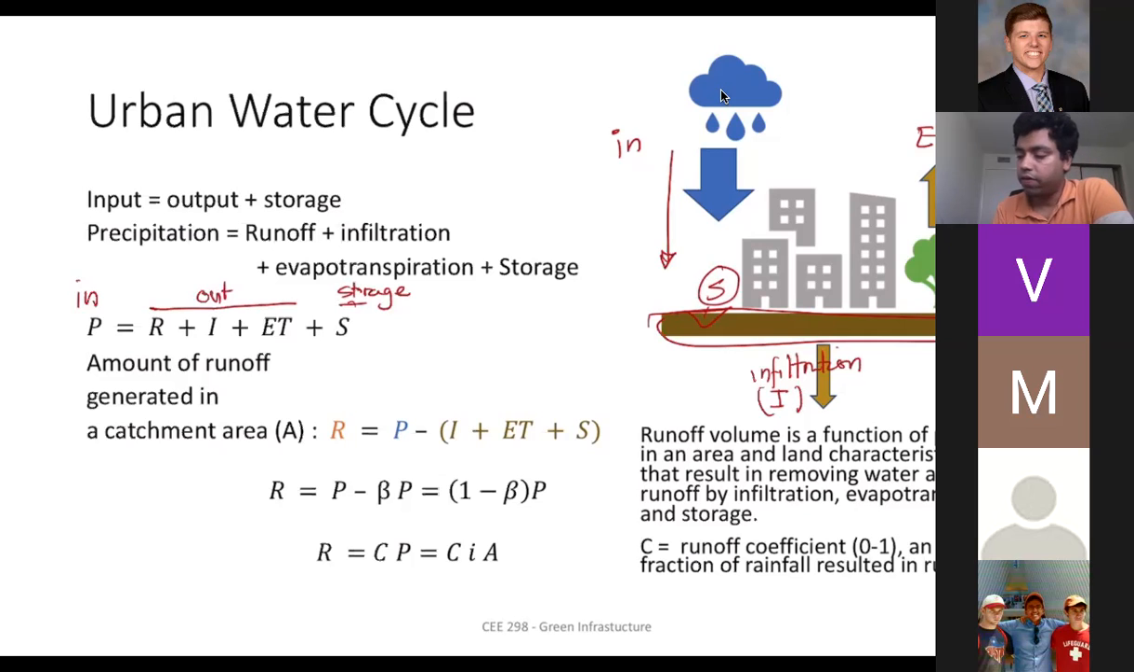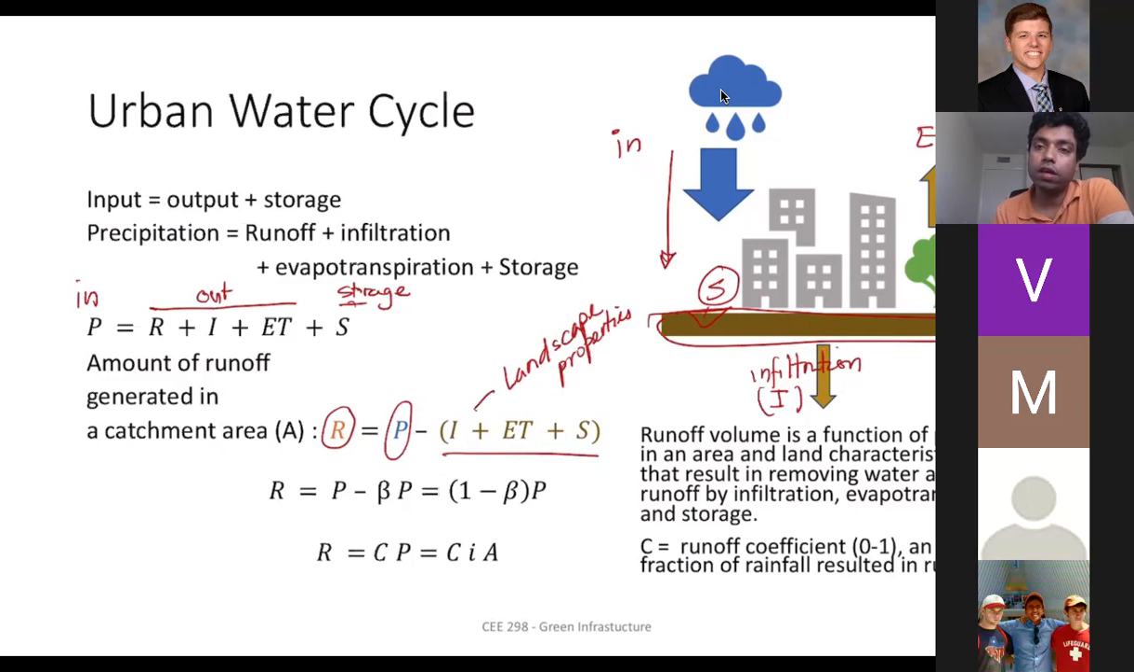And if you reshuffle that equation, runoff R is precipitation minus all these other terms. These terms are a function of landscape properties, as well as to some extent the design. So the goal here is to decrease the runoff as much as possible, and to do so, we have to design green infrastructure.